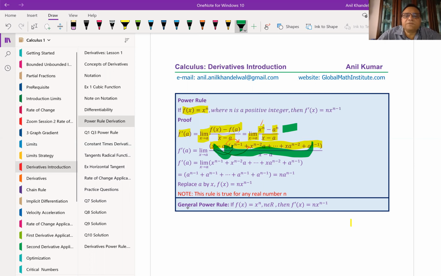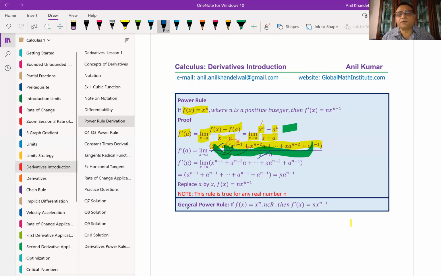Now, once we get this factored form, we can cancel out the numerator and denominator factors, which is x minus a, right? Once you cancel x minus a, you can substitute x equals a, and then get your formula. All the terms will be a to the power of n minus 1, a to the power of n minus 1, and we'll have n number of terms.